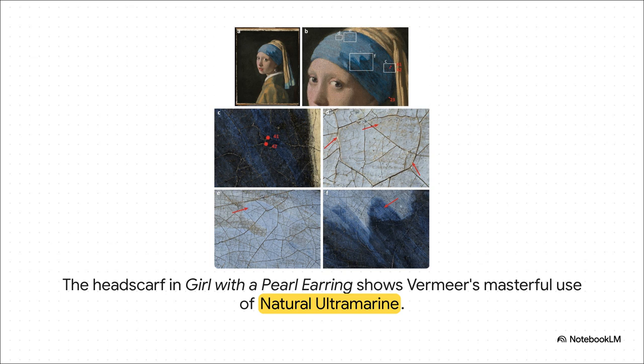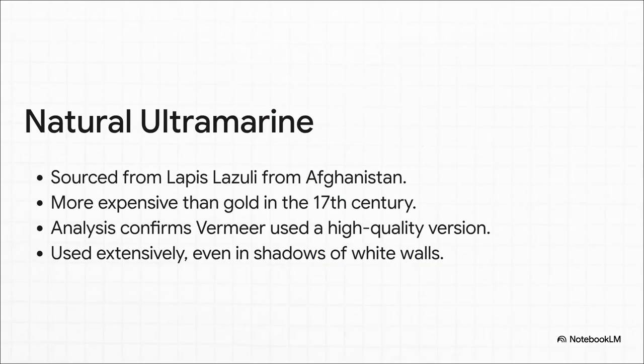That absolutely stunning, vibrant blue comes from a pigment called natural ultramarine, and the way Vermeer used it was, well, totally unique. Now, this wasn't just any old blue paint. No way. Natural ultramarine was ground up from the semi-precious stone Lapis Lazuli, which had to be imported all the way from Afghanistan. In the 17th century, it was literally more expensive than gold.